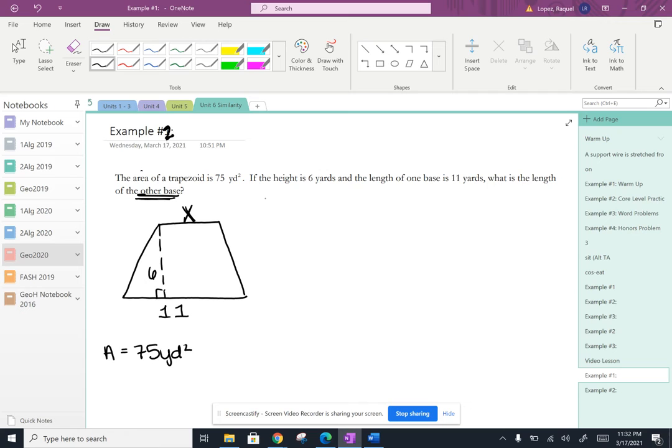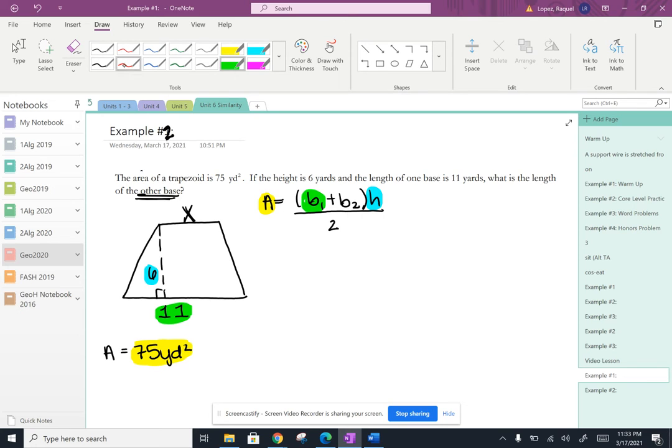The next thing I want to do is write out the formula to find the area of a trapezoid. So the area of a trapezoid is area equals base 1 plus base 2 times the height divided by 2. All right, so we're going to need to work backwards a little bit to help us find the length of the other base. And so to work backwards, I'm just going to start substituting in the numbers into the places in the formula. So for example, 75 is going to go in for A, 6 is going to go in for H, and 11 is going to go in for one of my bases.